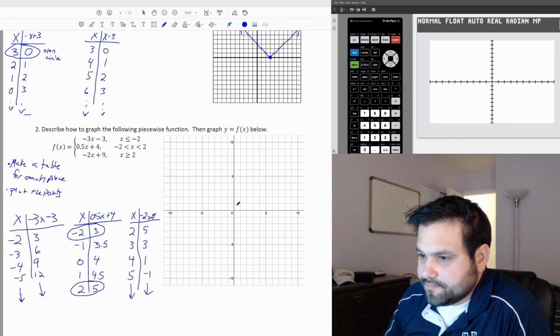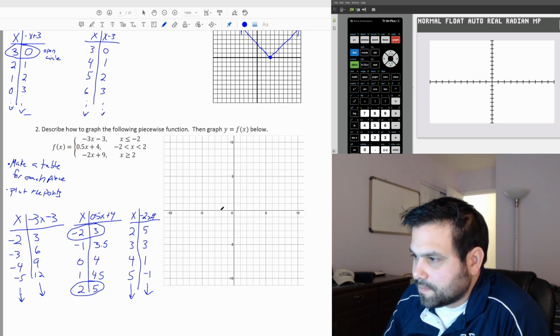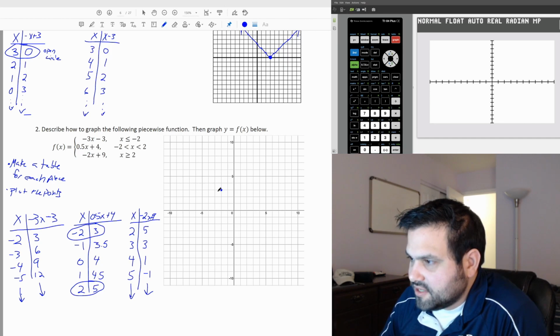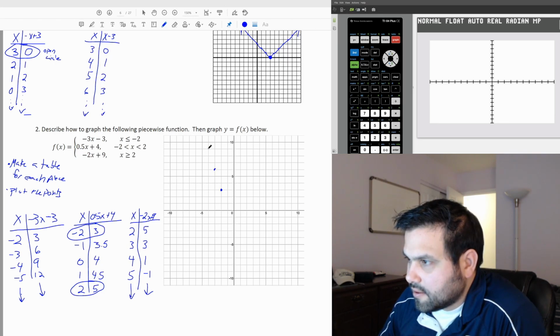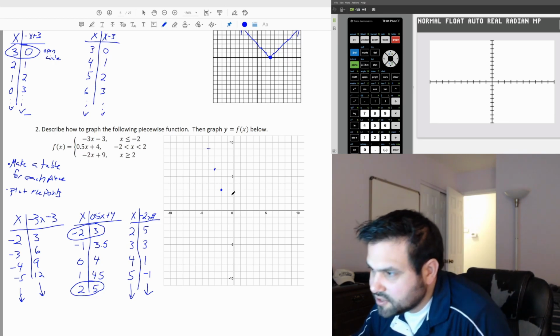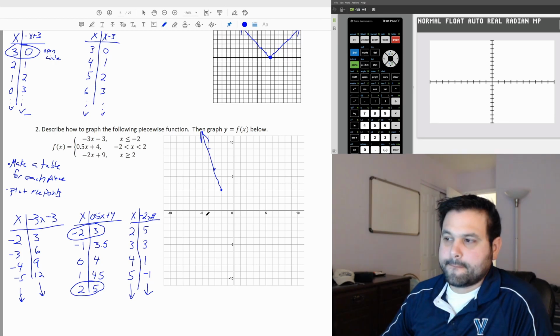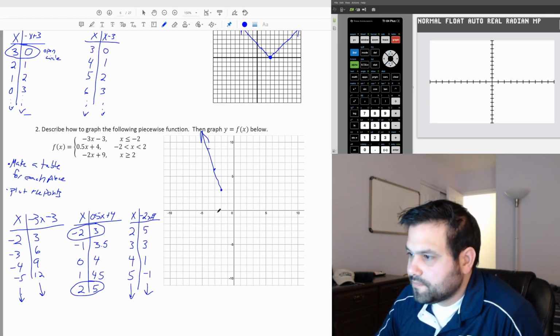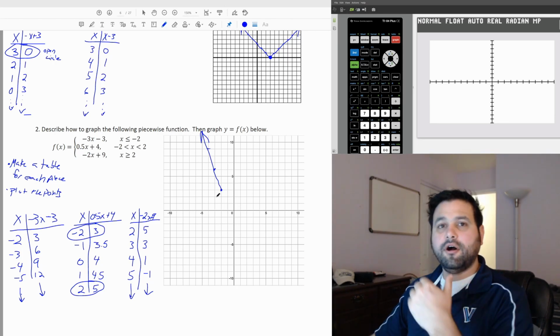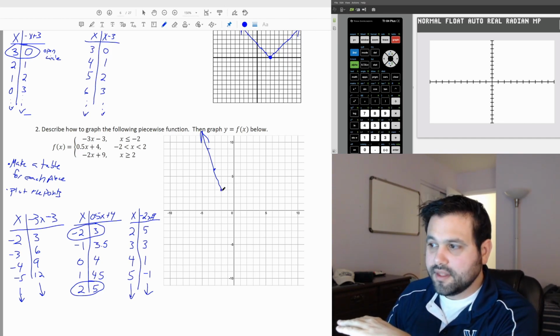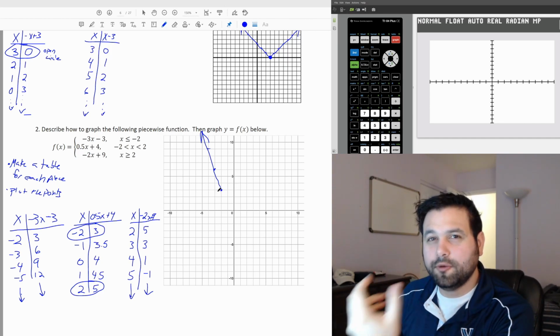So negative 2, positive 3, negative 3, 6, negative 4, 9, negative 5, 12, and this goes on forever. I have an arrow at the end of that table. Next piece, negative 2, 3. So there is already a point there. And I'm going to go and plot this with an open circle.